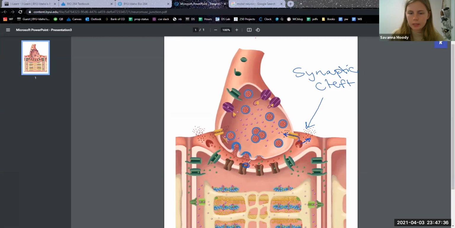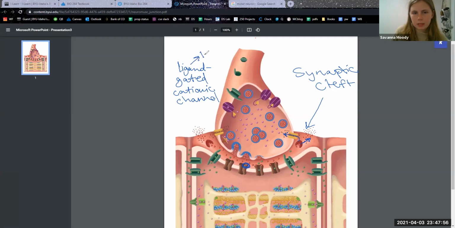to a ligand-gated cationic channel. Ligand-gated cationic channel. And all that means, a ligand is a key. So it's key gated, it requires a key to open, and it lets in cations or positive ions. So once acetylcholine right here, acetylcholine is the key or the ligand.